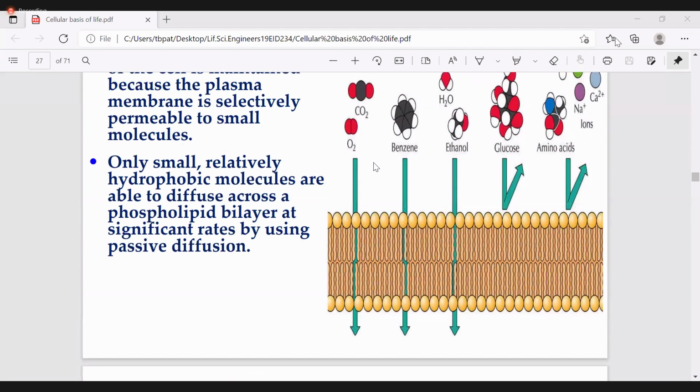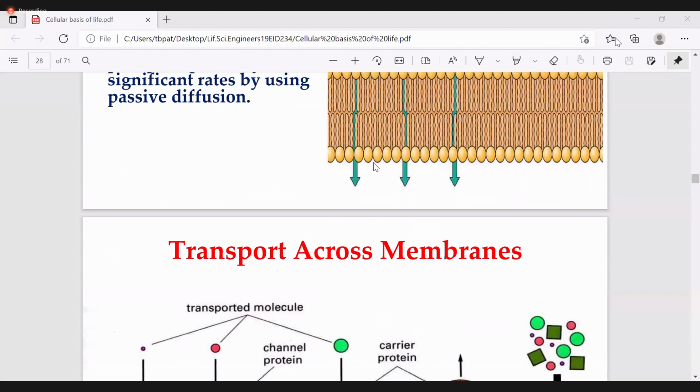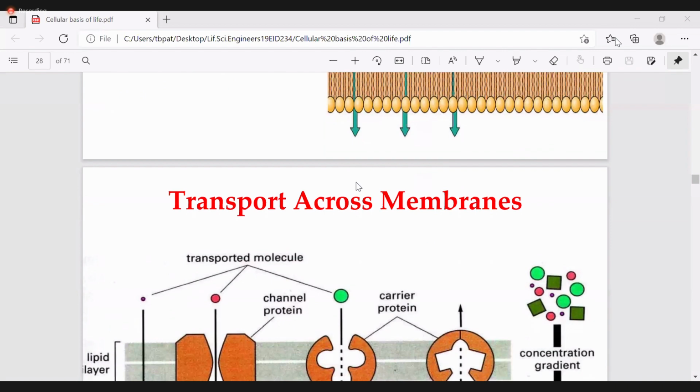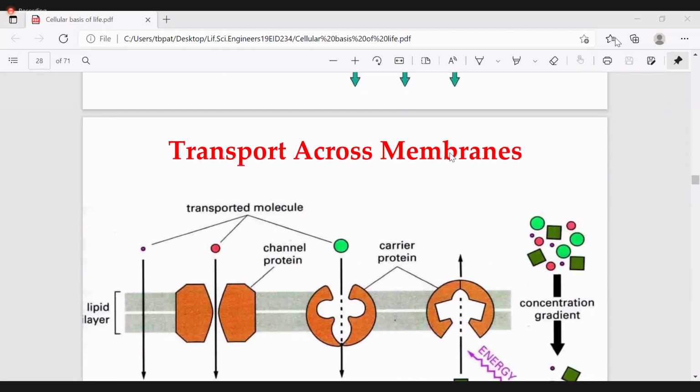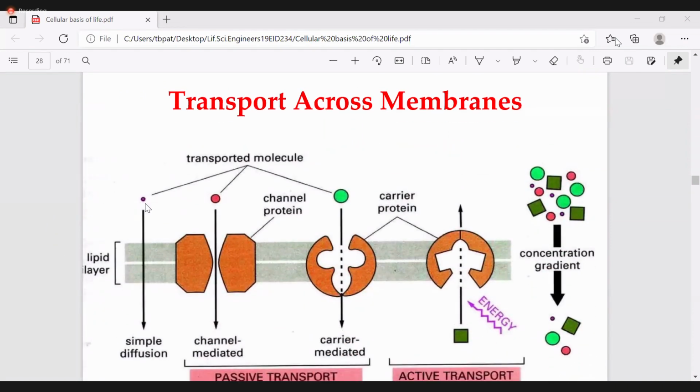You know about diffusion and osmosis. All these we will go through. How does transport across this membrane happen, from outside to the inside? This is simple diffusion. This is channel-mediated diffusion. This is carrier-mediated diffusion.